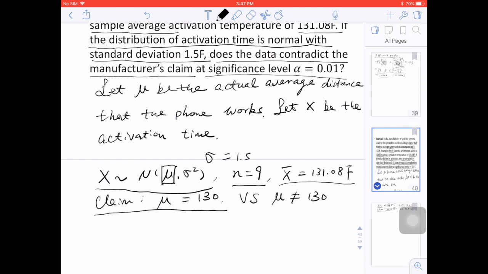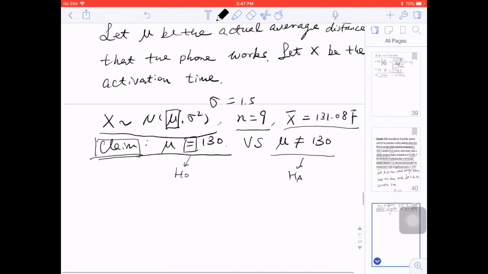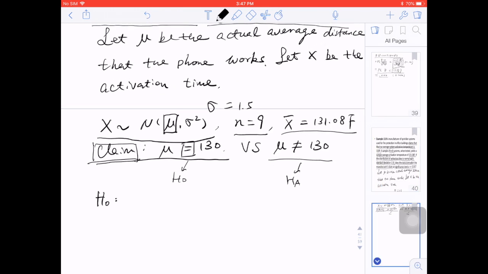Remember, how do we set up an appropriate hypothesis? First of all, you set up the claim, and then you write down its opposite side. Then you find where the equal sign is. This one would be your null hypothesis, and its opposite side should be your alternative hypothesis. So for this test, my null hypothesis is mu is equal to 130 versus the alternative hypothesis mu is not equal to 130.